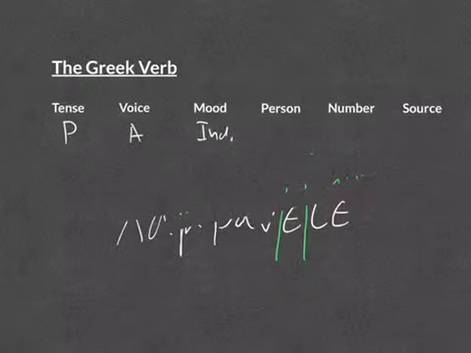Let's just quickly go over these 7 points under 2.11 under the paradigm sheet. So number one, the present active indicative endings are the primary active tense endings. So you will see these again.